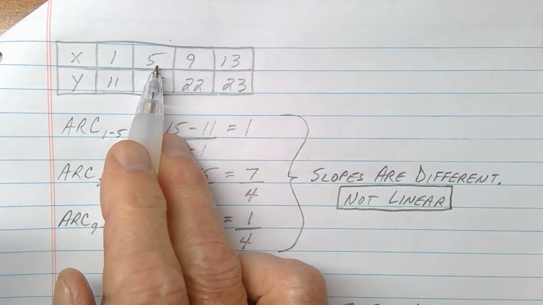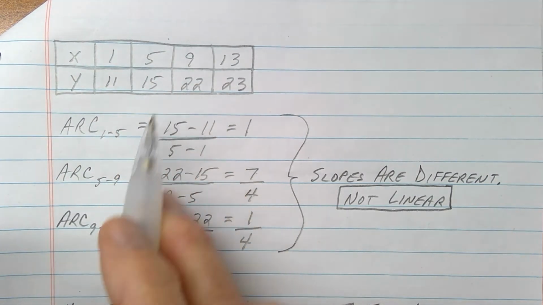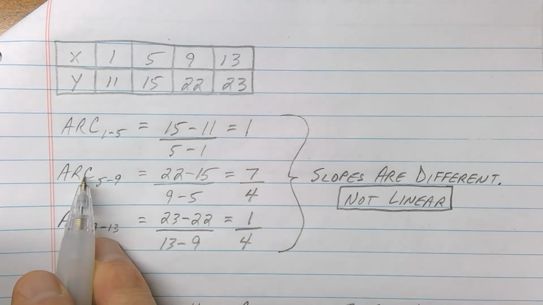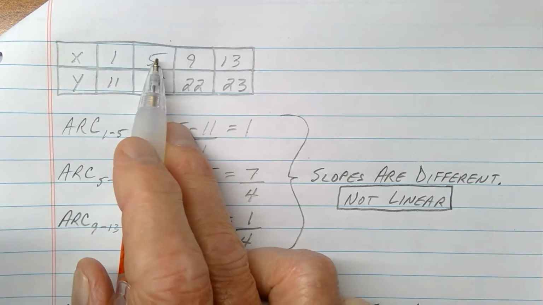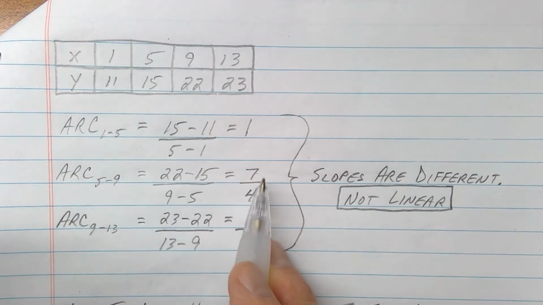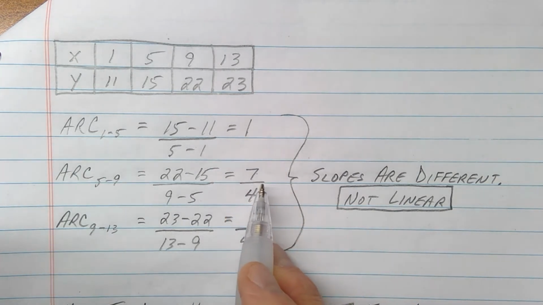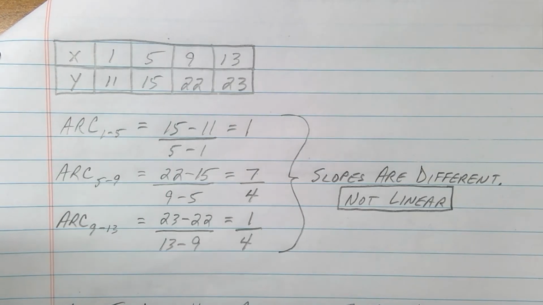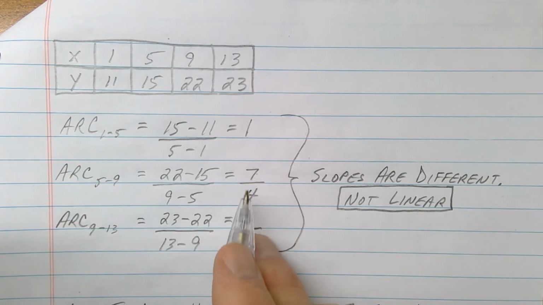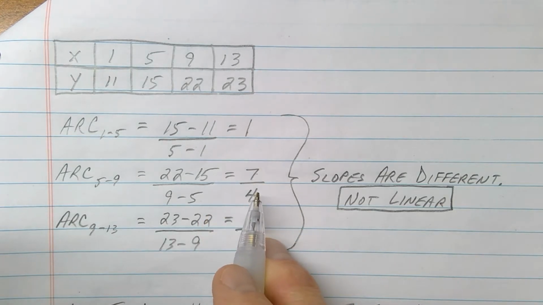All right, let's check from this point to this point, from 5, 15 to 9, 22. So the slope, or average rate of change, from x equals 5 to x equals 9 is 22 minus 15 over 9 minus 5. That slope is 7 over 4. Okay, that's definitely different from a slope of 1. This is about 1.75, so it's a little steeper. So I kind of already know that this is not a straight line. Something happened. The slope changed from 1 to 1.75.